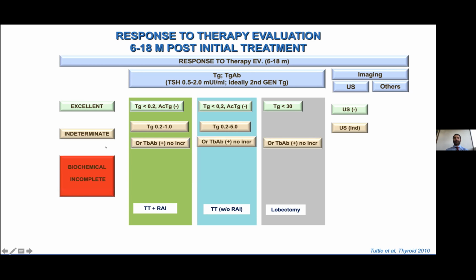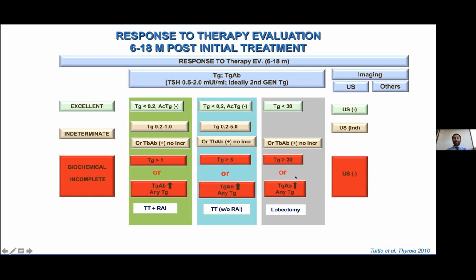We will classify the patient as having an incomplete response to therapy, biochemical incomplete response, if they have a negative ultrasound and, in the case of total thyroidectomy plus radioactive iodine, thyroglobulin higher than 1; total thyroidectomy without radioactive iodine, thyroglobulin more than 5; and in patients with lobectomy, thyroglobulin over 30. Or we will also classify as biochemical incomplete response when, regardless of the thyroglobulin levels, they have thyroglobulin antibodies that are increasing over time.